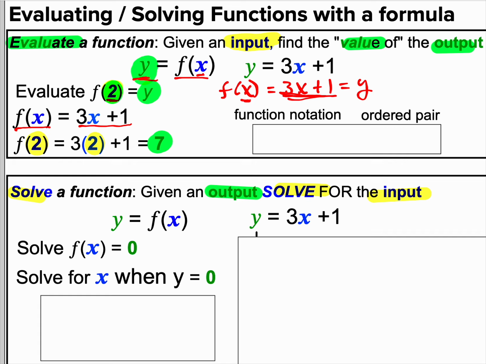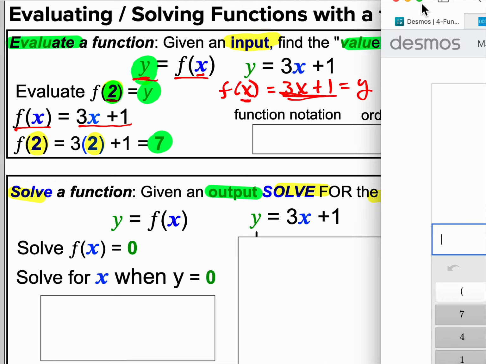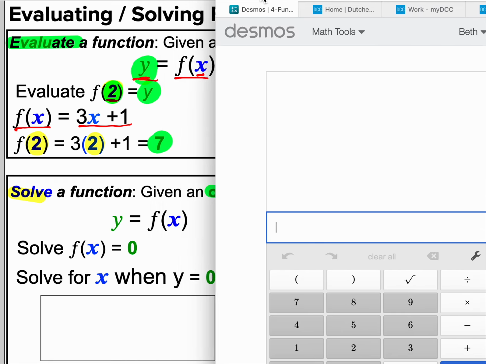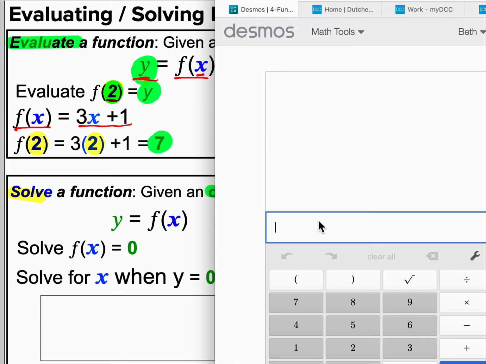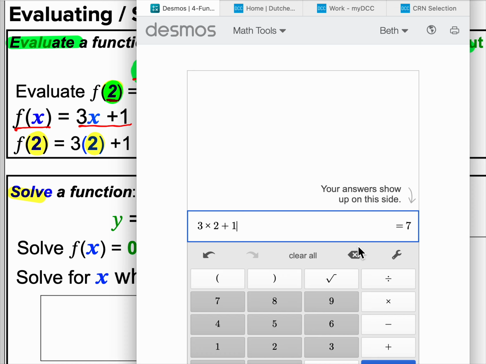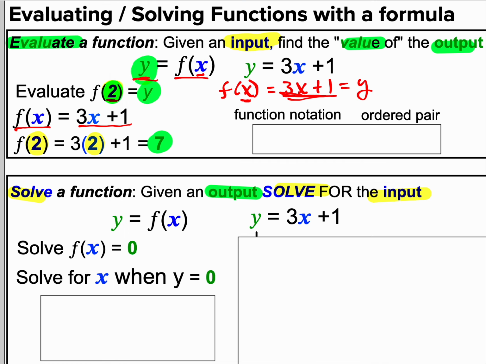What I'd like you to do is, you can use this as a free Desmos calculator, and it's actually built into Lumen. So I'd like you using that when you're working on problems. So this would be 3 times 2 plus 1, and that tells us when we put it in there that that's equal to 7. All right, so that's a free calculator. I recommend that over using something like your cell phone calculator.